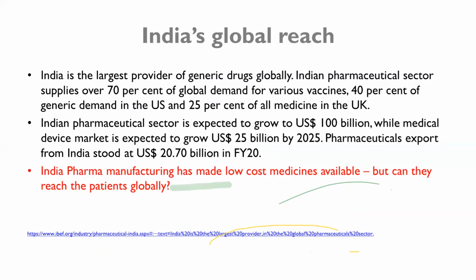India has the global reach. It's the largest producer of generic medicines in the world. It provides over 70% of the global vaccine demand and 25% of all medicines in use in the UK. But again, these are low-cost generic medicines. And the Indian pharmaceutical market is predicted to continue growing substantially.